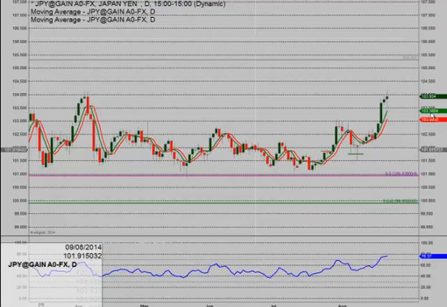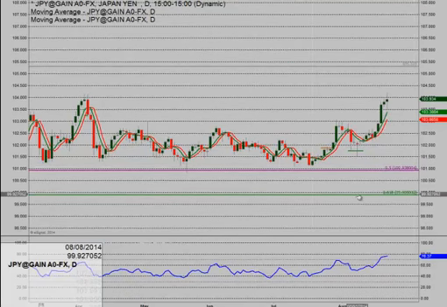Remember me saying how many times I say it, if I like it at 101, I love it at par. It's a great market to have been buying dips in. It's a great market to be playing the long side. Sure enough, you had a big rally in there last week.